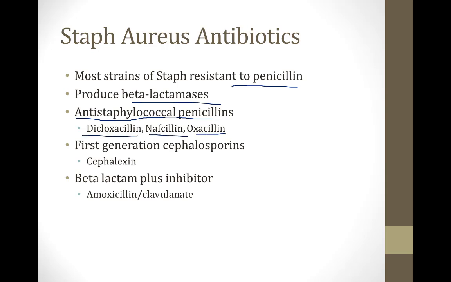You also can choose first-generation cephalosporins. These work very well, especially the drug cephalexin, and in fact cephalexin is often given to patients with staph skin infections to treat the bacteria. And then finally, you can administer certain beta-lactam antibiotics plus an inhibitor of beta-lactamases. So for example, amoxicillin is a beta-lactam antibiotic, and you add the beta-lactamase inhibitor, clavulanate, and then the drug will work to cover Staph aureus.